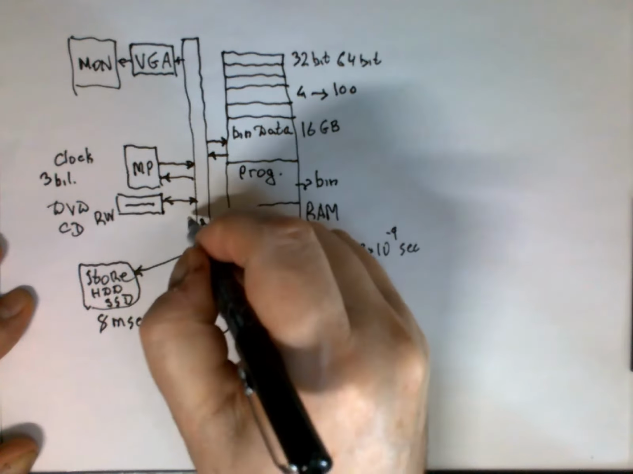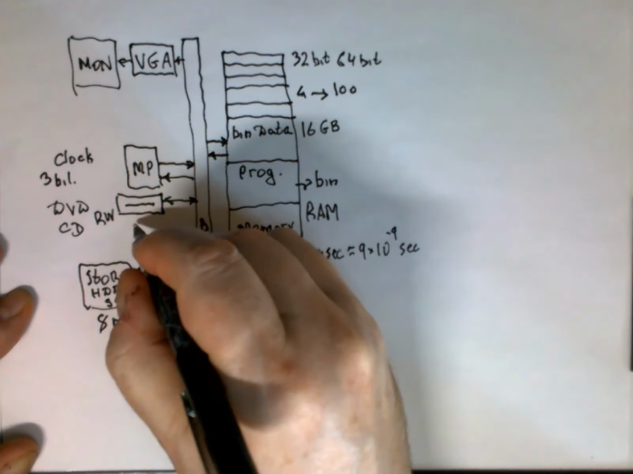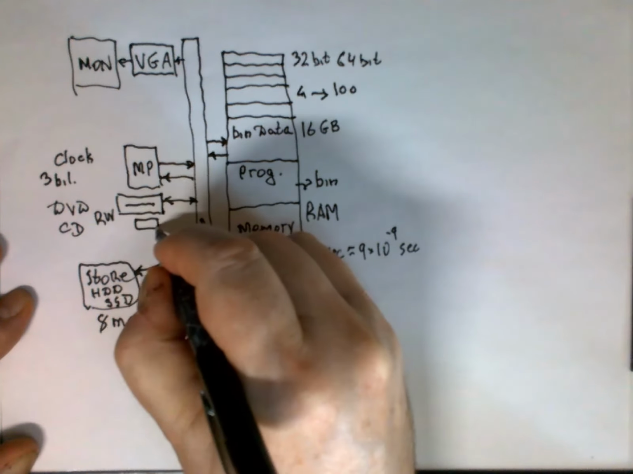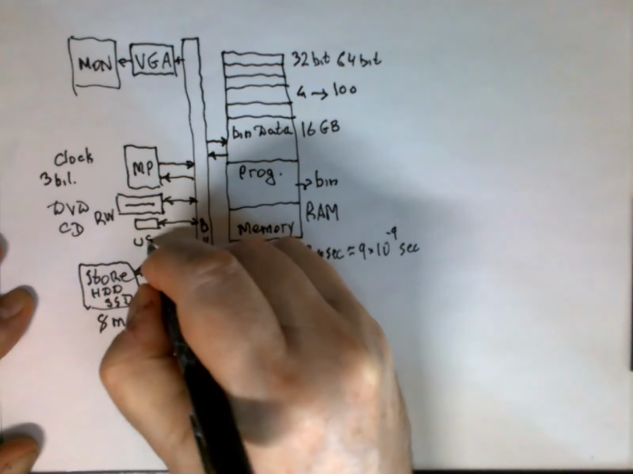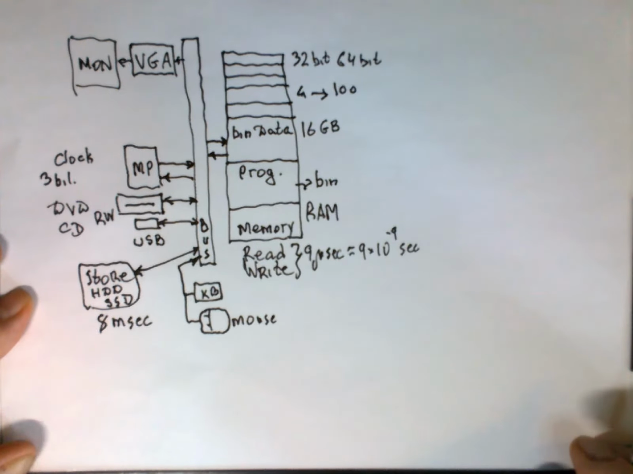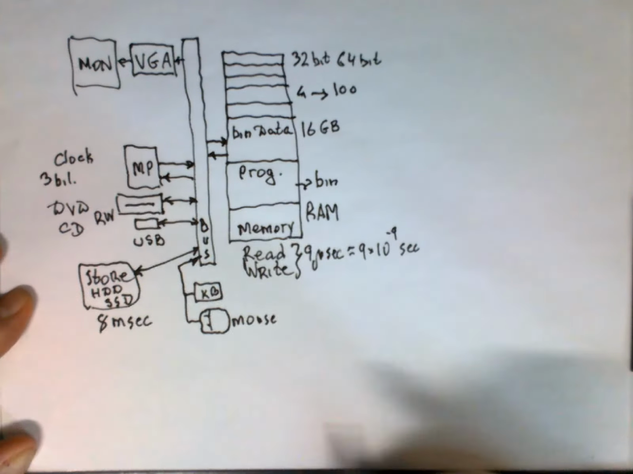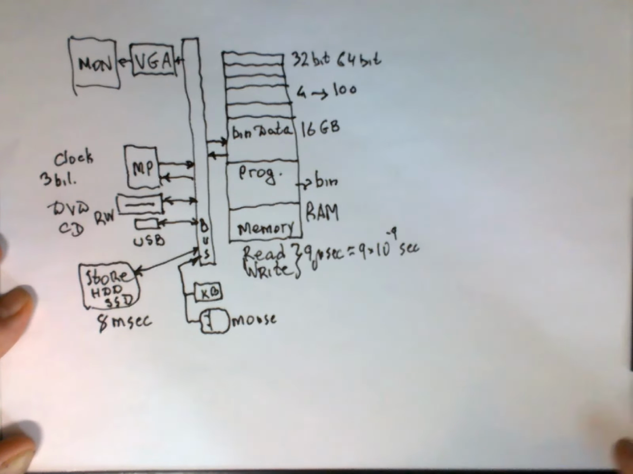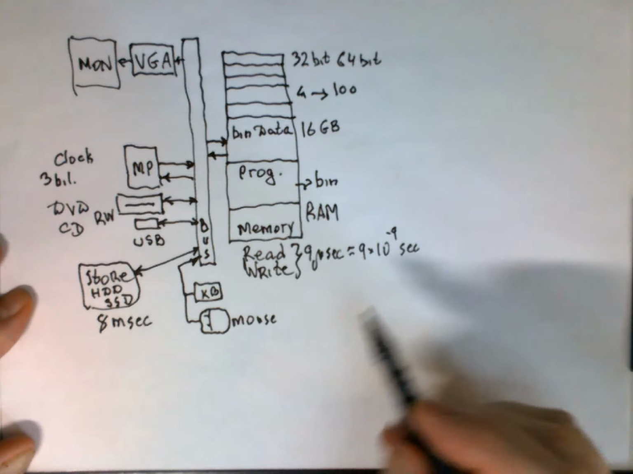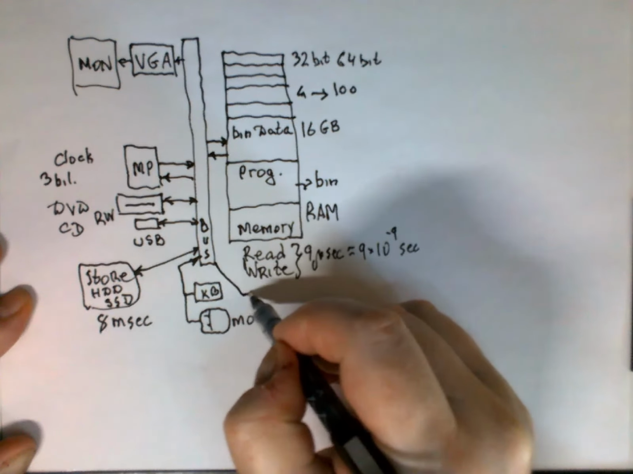We need to have ports. Port is USB, a collection of ports for external devices. That is USB, Universal Serial Bus. So many devices could be connected to this USB. This computer already can function, but we forgot to put a couple of things.